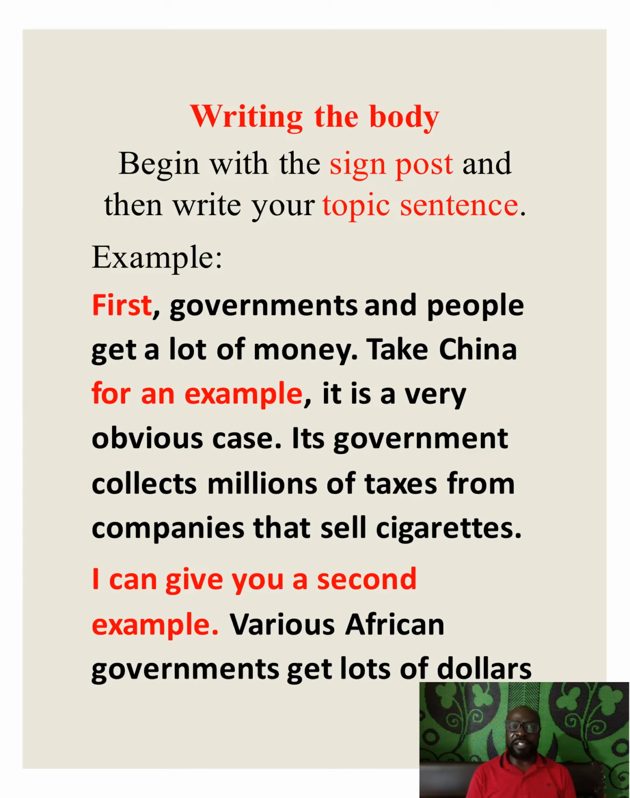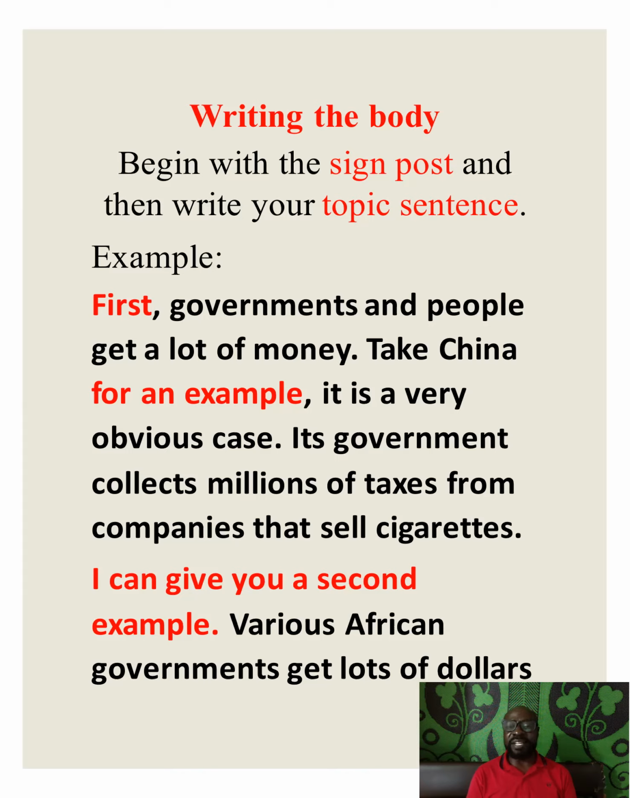Example: first. The word first is a signpost. Of course, in the previous video, I gave you very many synonyms. You don't have to use first all the time. Governments and people get a lot of money. Now, this is called the topic sentence. If you remember, in the first video, I gave you the same point. But in the first video, the paragraph was for advantages, not one disadvantage. Now, with this type, when you agree, you give a point. You give the advantage or the disadvantage, depending on your introduction.